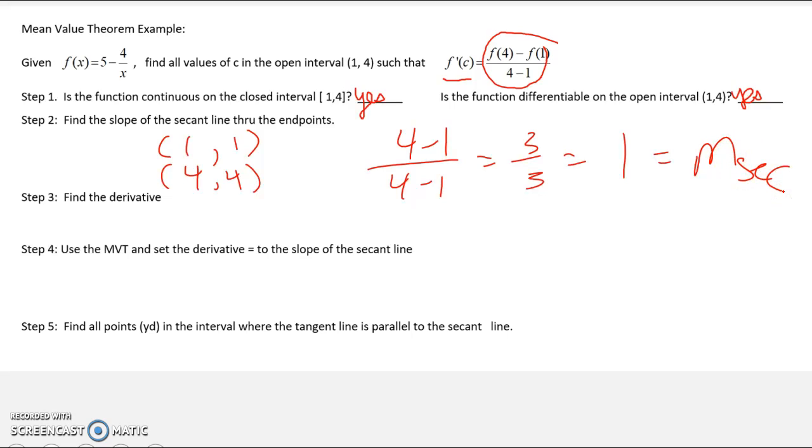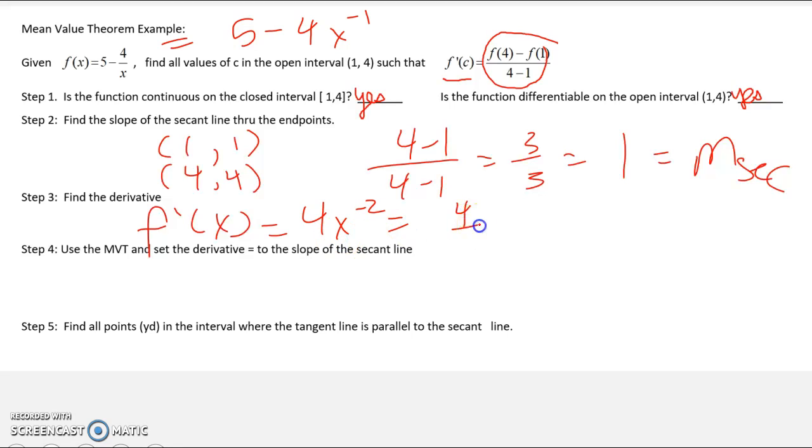Step 2, or 3, find the derivative. The derivative of this function, you may want to rewrite it as 5 minus 4 x to the negative 1. The derivative of 5 is 0. Power rule for the next term will give us 4 x to the negative 2, or 4 over x squared.